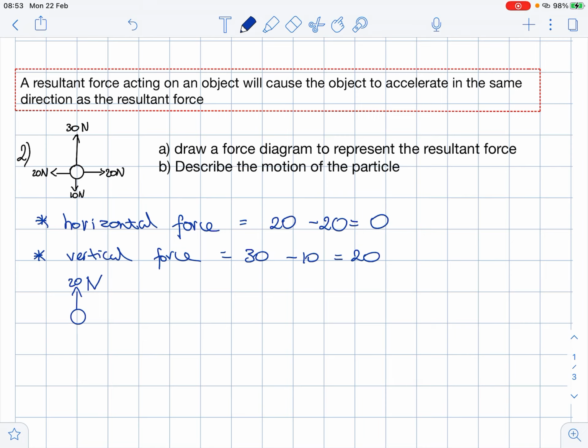So this is what a resultant force diagram shows. The resultant force tells us which direction the object is traveling. And from the definition before, what is the motion of the particle? The particle is accelerating upward.